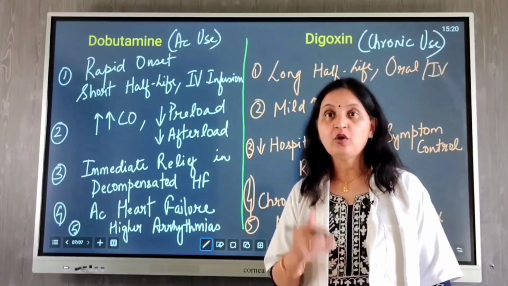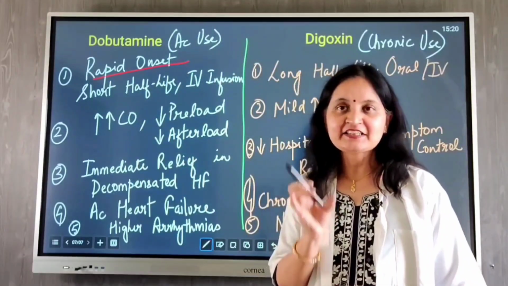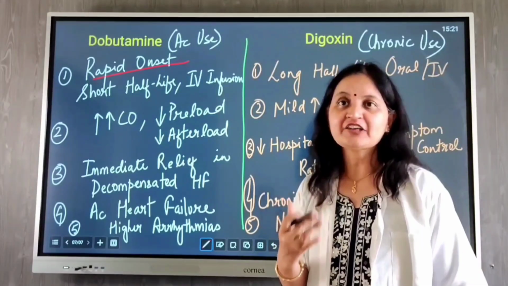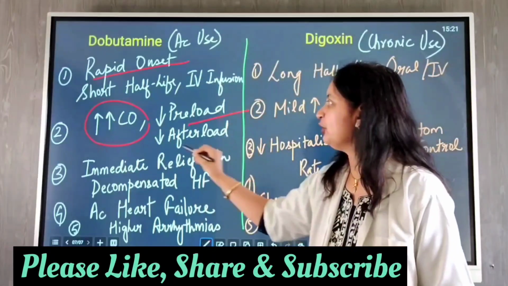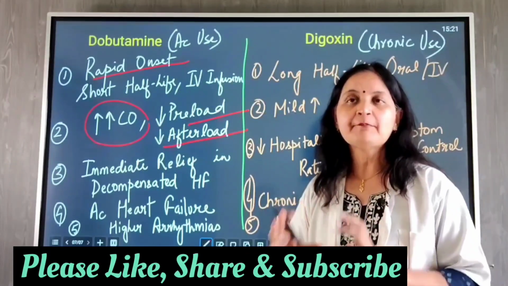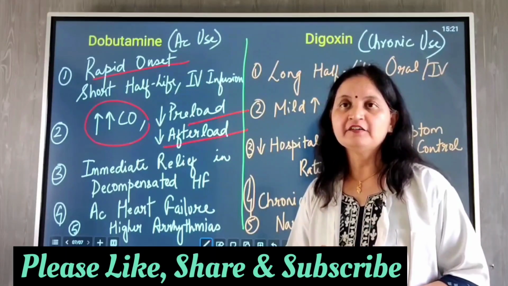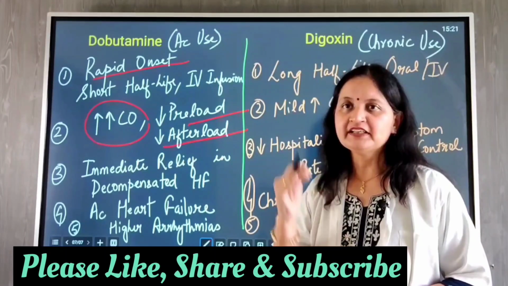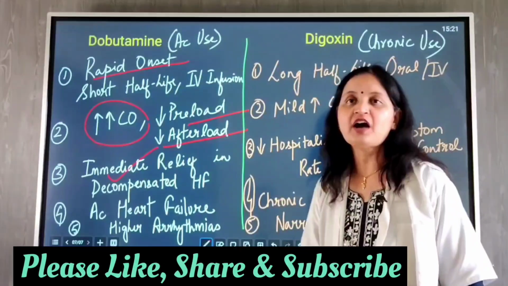So what are the other advantages of dobutamine? It has a rapid onset of action. And since it has a short half-life, it is given by IV infusion. So rapid action, faster action, stronger action, and increasing the cardiac output, decreasing the preload, decreasing the afterload, and therefore it is helpful in acute decompensated heart failure. It provides immediate symptomatic relief in decompensated heart failure because of its rapid action, stronger action, increase in the cardiac output, decrease in the workload, and therefore it is preferred in the management of acute heart failure.